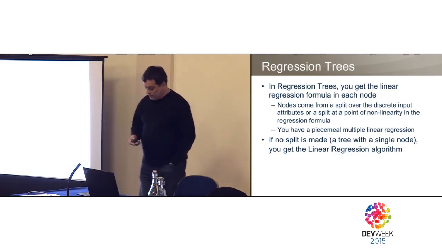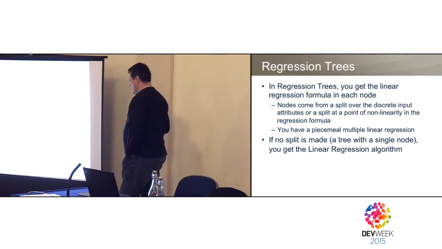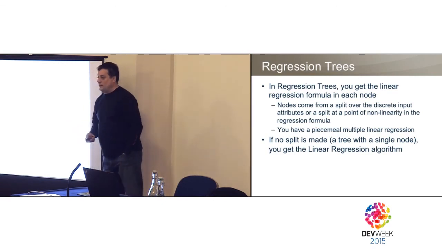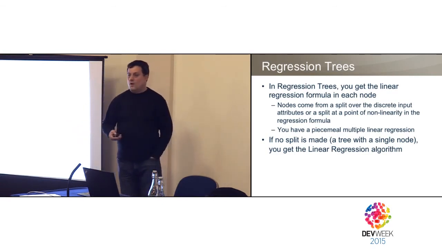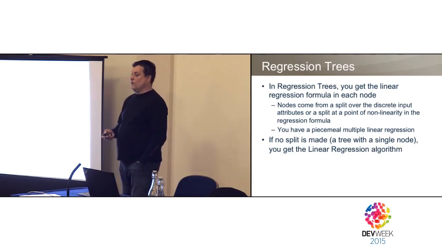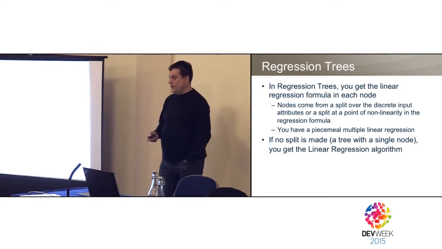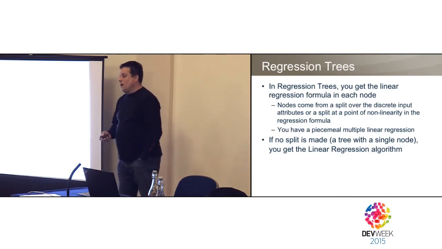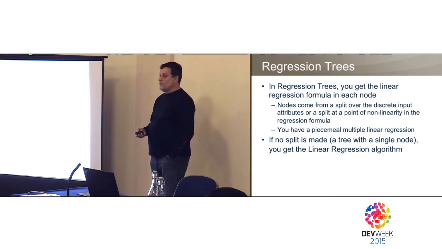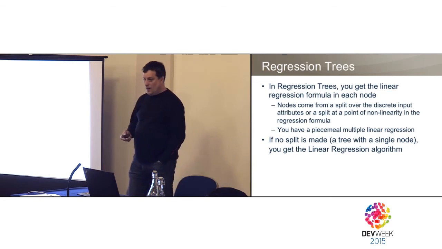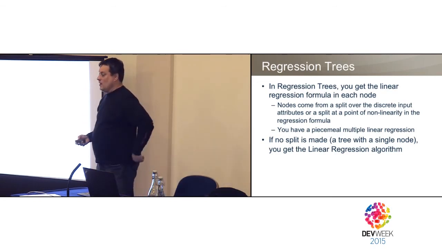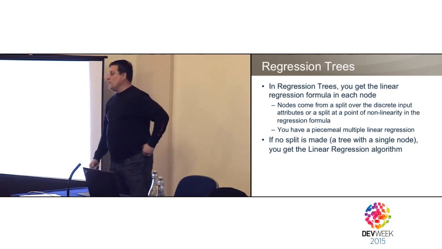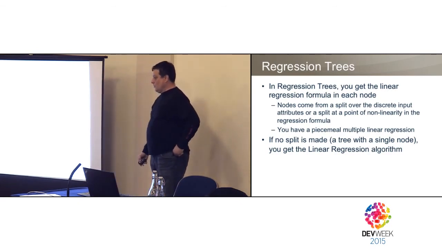And regression trees can be even smarter. Now imagine that you don't have any discrete input variable, but you have multiple continuous ones. Regression trees can be smarter. You can define these splitting points also at the points of nonlinearity of these continuous variables.